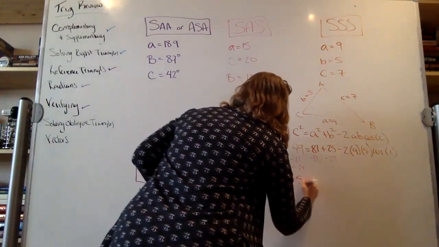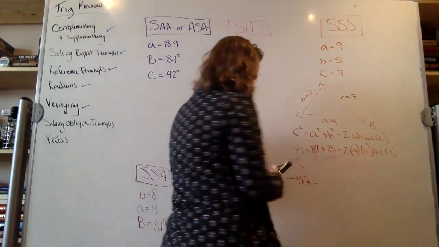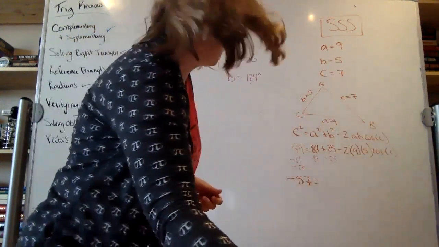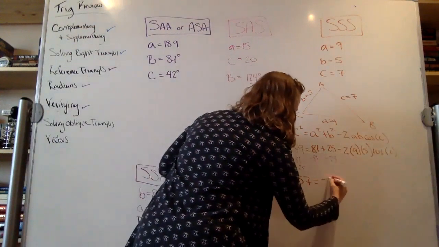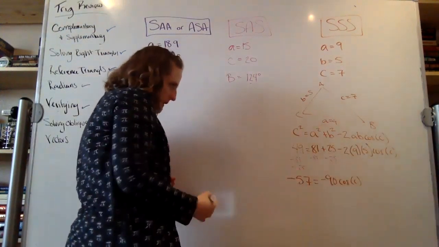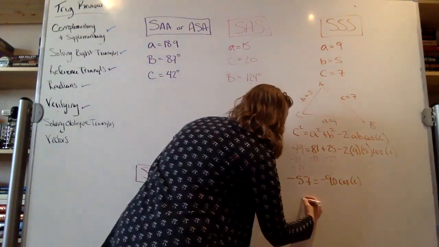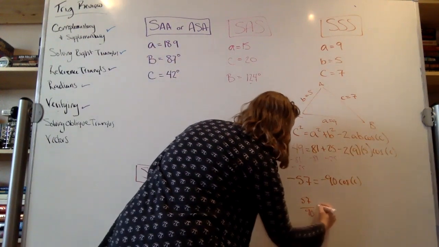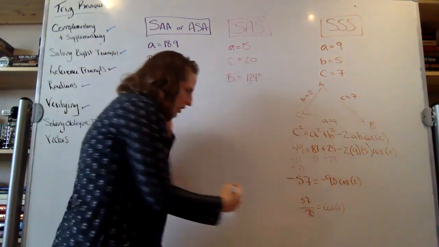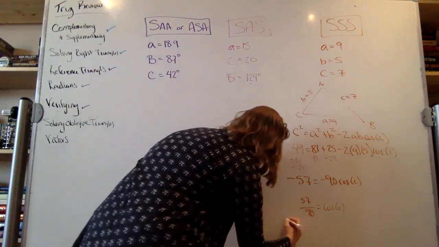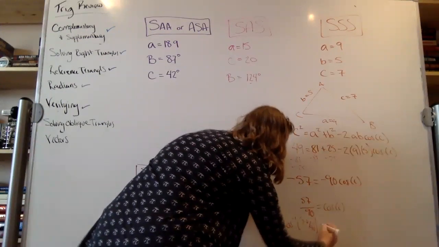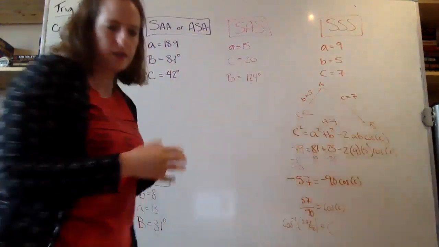So negative 57 equals 2 times 9 times 5. 2 times 9 times 5 is 90. So negative 57 equals negative 90 cosine of c. Dividing both sides by negative 90 gives me 57 90ths equals cosine of c. So I'm going to use an inverse cosine. So cosine inverse of 57 over 90 is going to be equal to c.